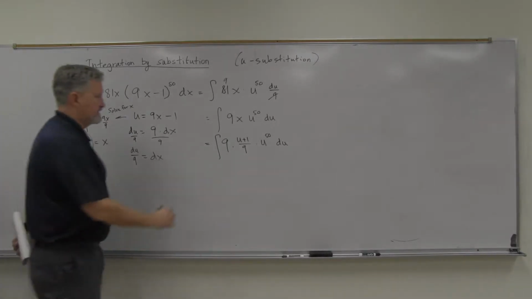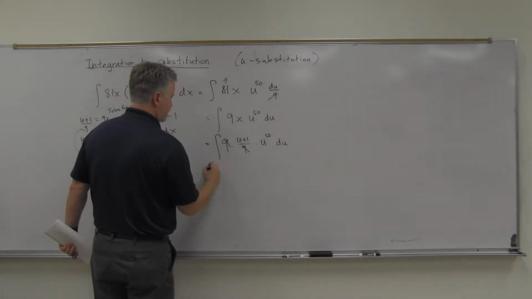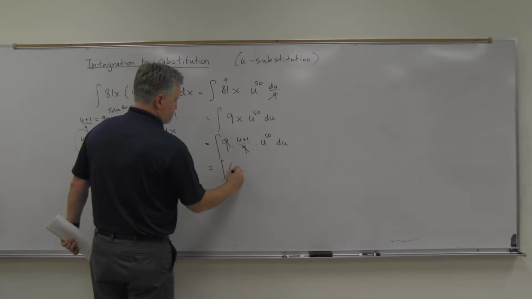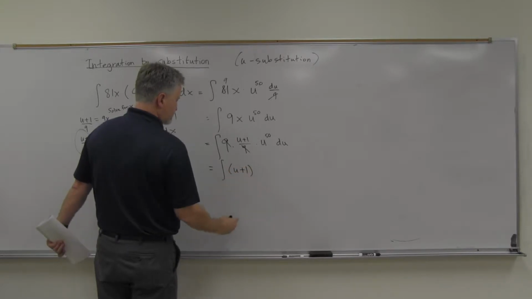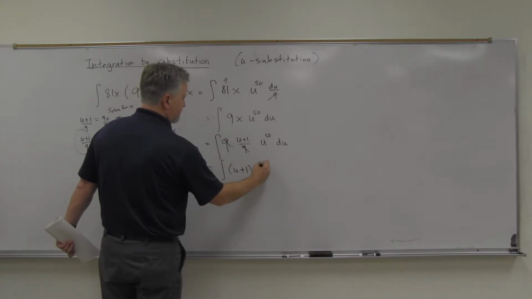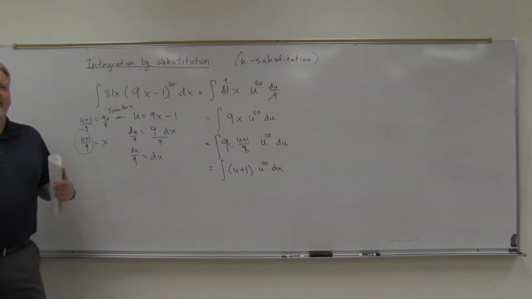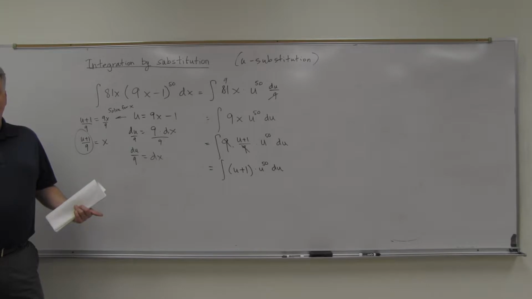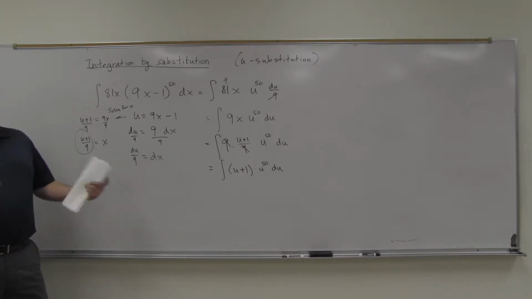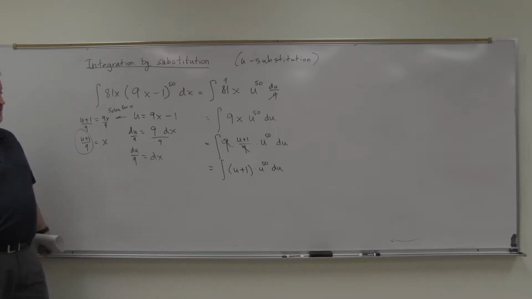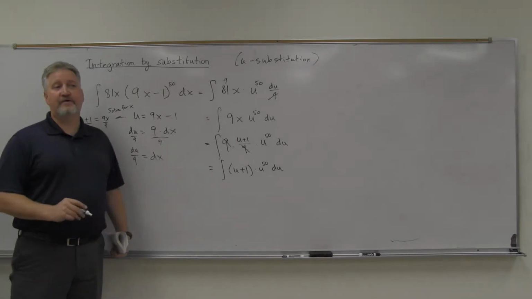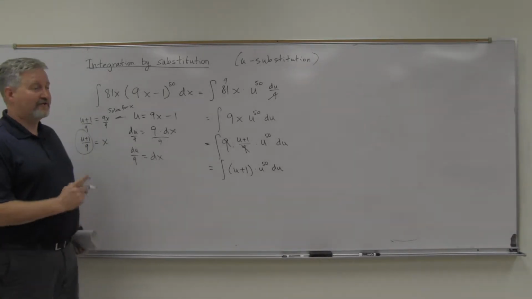So again, we get some cancellation. The 9's cancel. And so we wind up with just u plus 1 times u to the 50th du. Now that looks like it's still a problem because it's multiplication. And as we know, the antiderivative of multiplication is not the antiderivative times the antiderivative. However, this problem is now much easier because do you notice what I can do that I couldn't do previously?